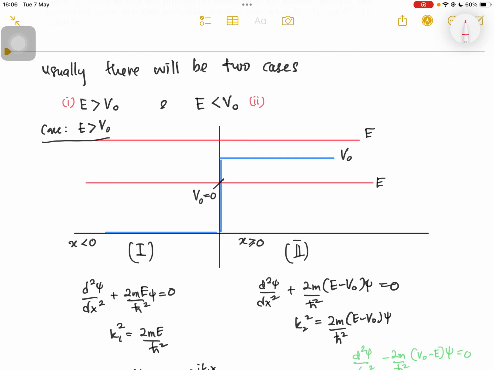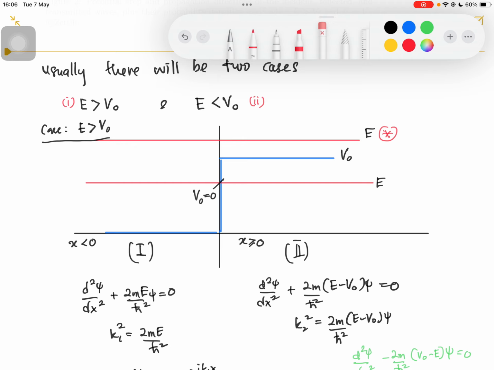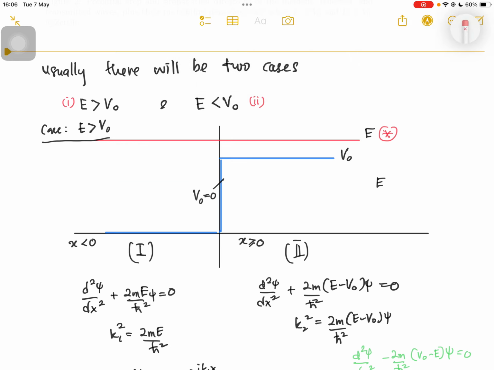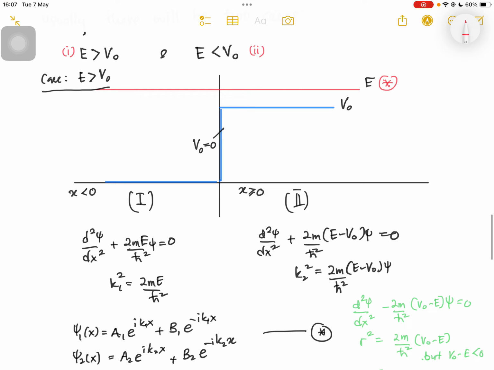So this one is looking at this part. In this case, maybe I should remove this. We don't have this. All right, good. So in this case, look at what you have here. When you have a traveling wave, an incident wave, your V naught is equal to 0, so you don't have V naught here.